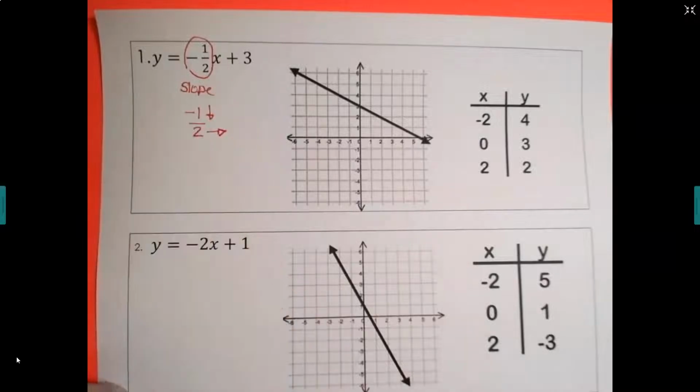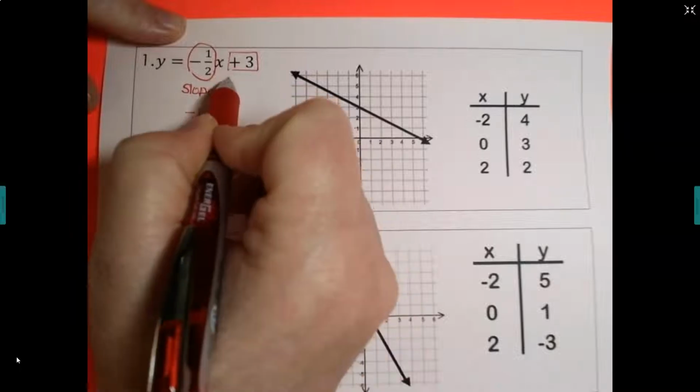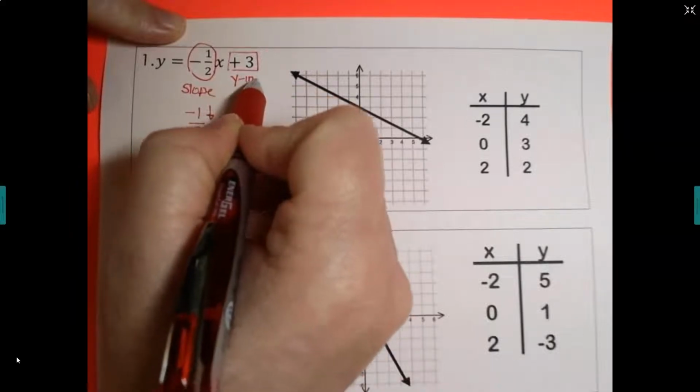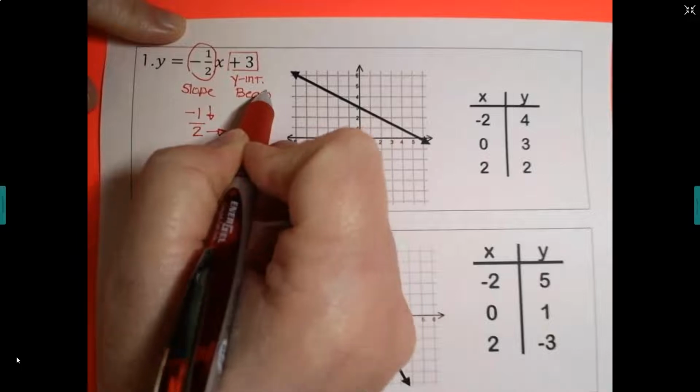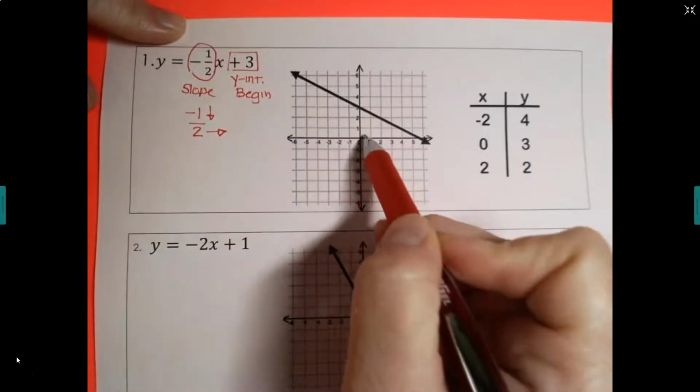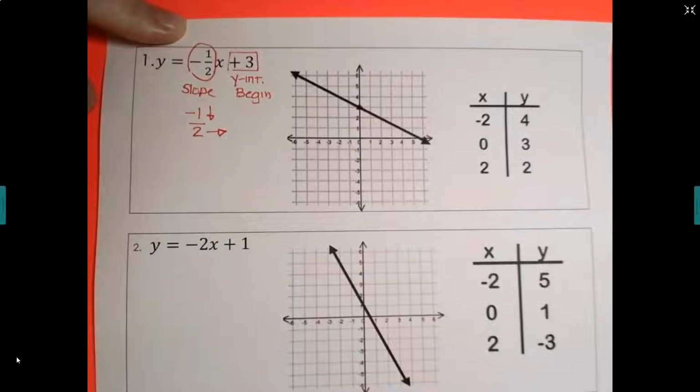You need a good starting spot when you're going to count your slope. It's nice to always start with the y-intercept. This last number, the constant, is the y-intercept. It's where you begin counting. It's just the easiest spot. So this is a positive 3, and when we look at our graph, 1, 2, 3, there's our spot.